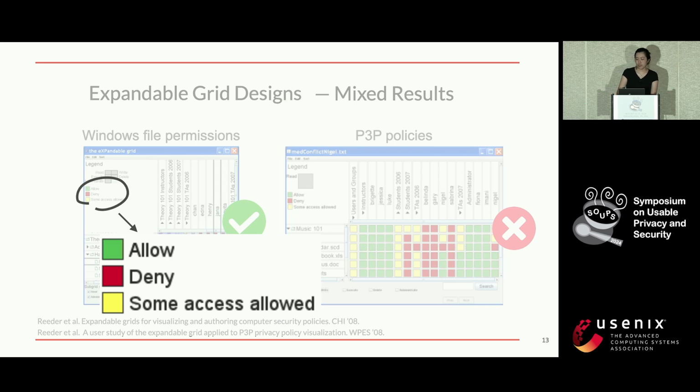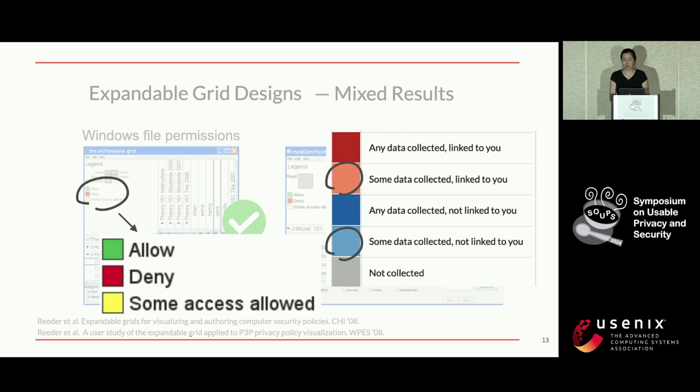So note that in the original expandable grid, color was also used. So yellow indicates a cue for expanding the row, as it indicates no clear consensus for allow nor deny. So similarly, in our treatment design, the lighter color also served as the cue for expansion.